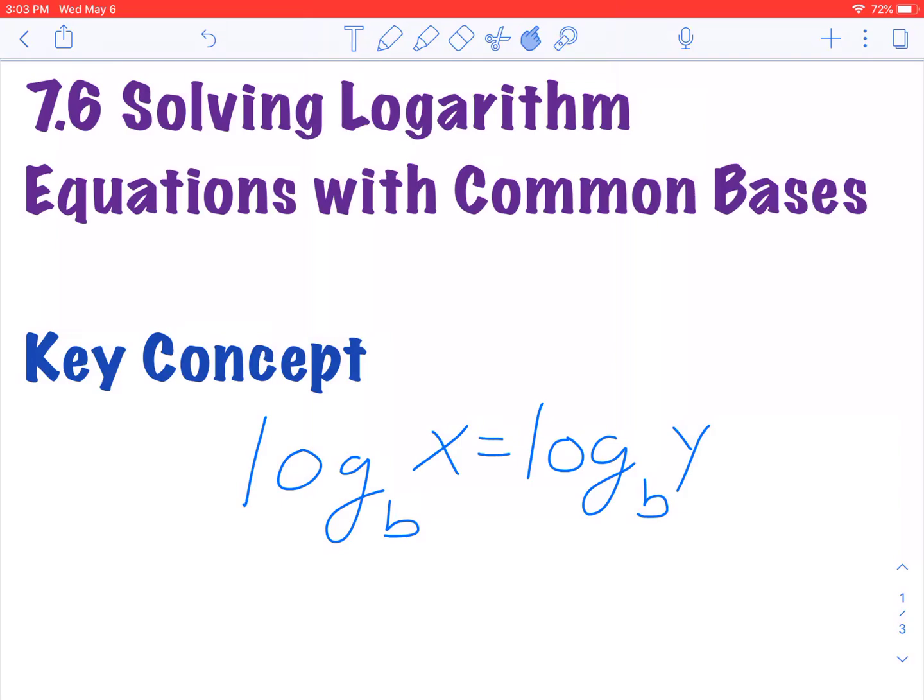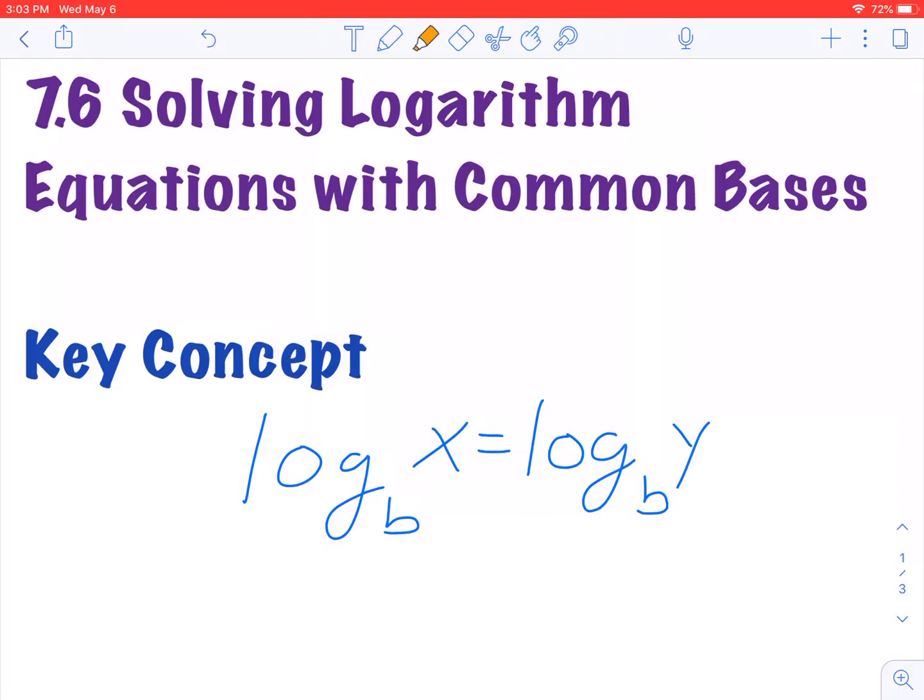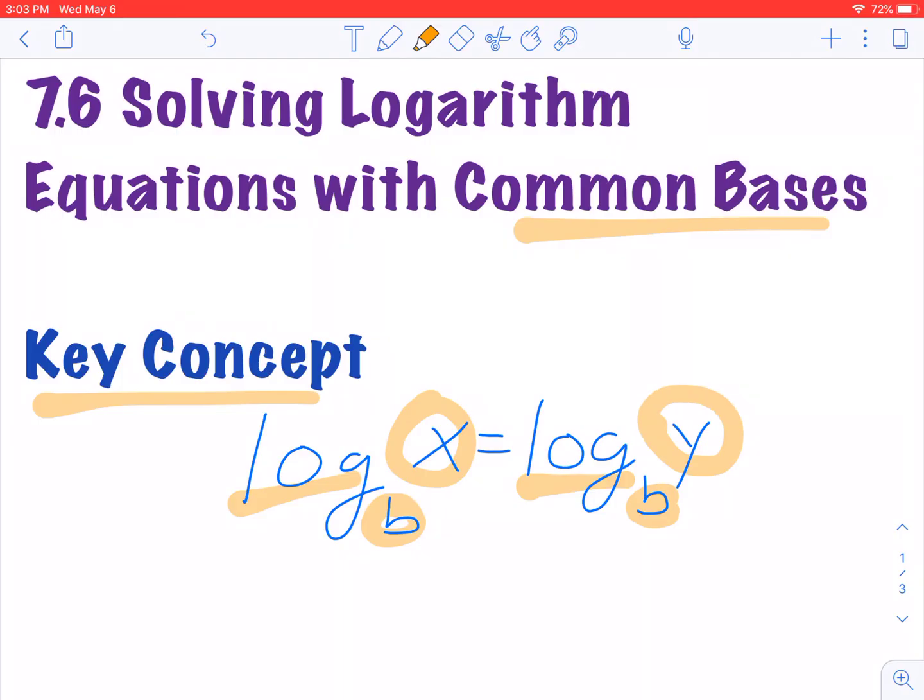Solving logarithm equations with common bases is going to be very similar to what we did with solving using common bases of exponentials. However, we have a slightly different key concept. And what we see down here is we have on both sides of the equation log base b. If we have log base b on both sides of the equation, yet they're evaluating something different, what we know must be true then is x must be equal to y.